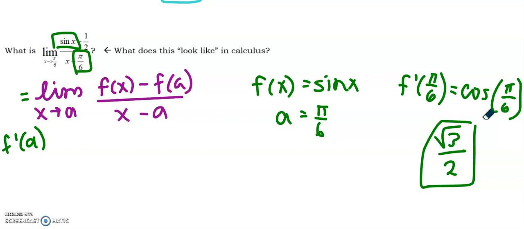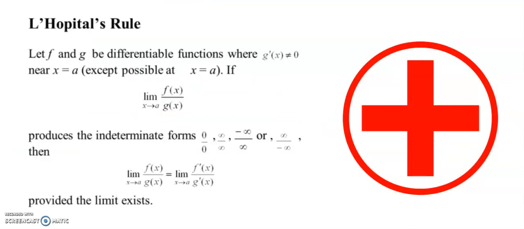Okay, so today's lesson, the new part, is something called L'Hopital's rule. And sometimes you'll see it as L'Hopital spelled like this. Sometimes you'll see it as with an S, like the hospital. Okay, so that's why I've got our big red cross going on over here. My Calc 2 professor used to call it L'Hopital's rule.